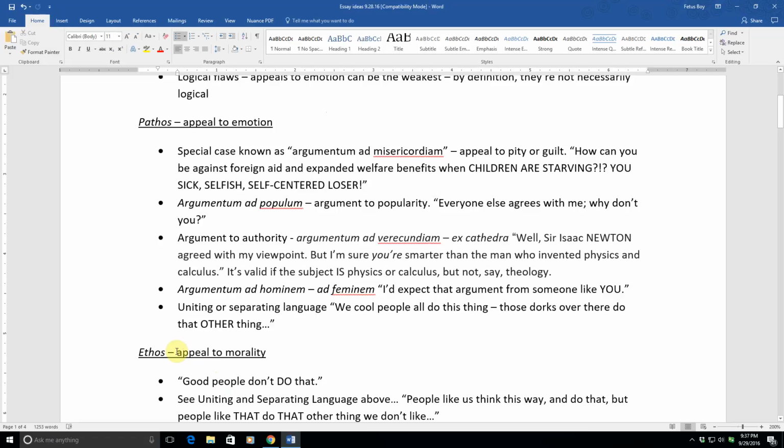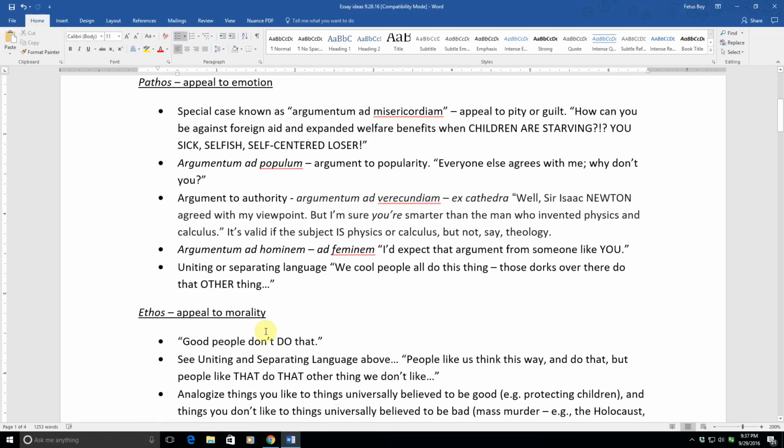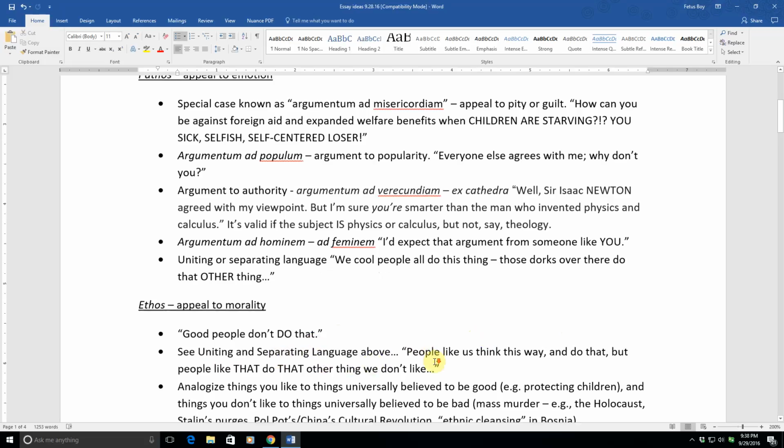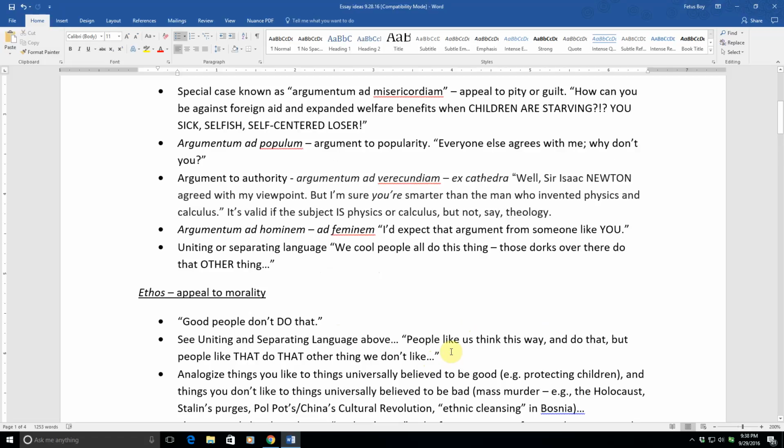Ethos, the appeal to morality. That's basically, good people don't do that. If you were a good person, you wouldn't do that. You would agree with me. You wouldn't disagree with me. So you can see the uniting and separating language above. People like us think this way and do that, but people like that do that other thing we don't like. So the idea is if you want to be part of the group, you have to act like us.